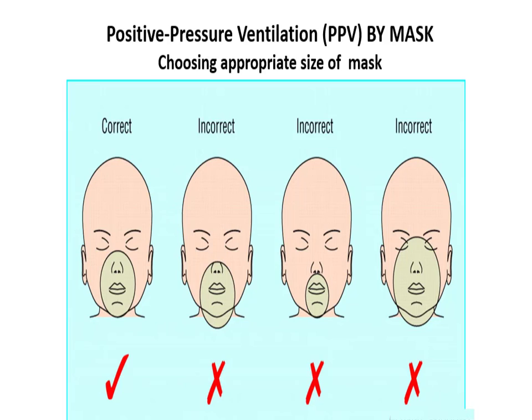And this is the correct way of choosing the appropriate size of the mask. The first one is the correct size of the mask. It covers the nose, the mouth, and the tip of the chin, while the other types are incorrect because they are either too small, or very large so that it covers the eyes and goes down to the neck, compressing the neck.